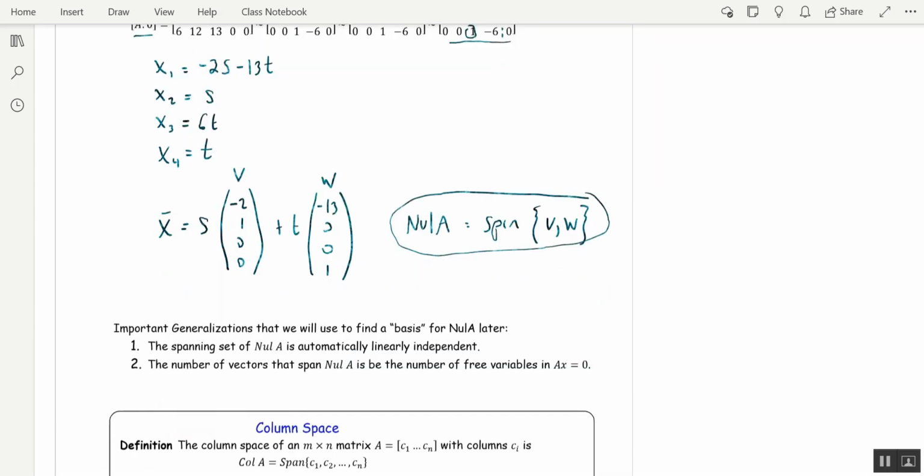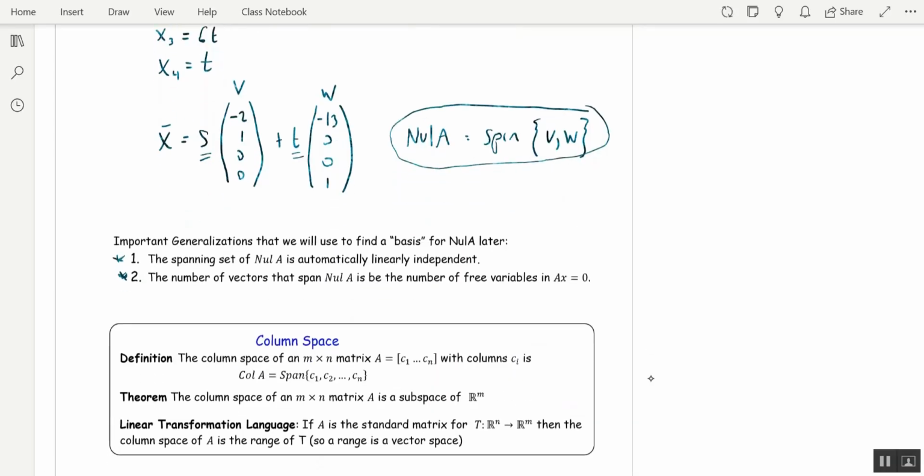In the next section, these will be important when we find bases. The spanning set, v and w, those are automatically linearly independent. Whenever you solve a homogeneous linear system, the vectors that span the solution set will be linearly independent. And the second thing I want to point out is the number of vectors in the spanning set will be the number of free variables in AX equals 0, because each free variable gives you a letter like s or t, and that will correspond to a coefficient vector.